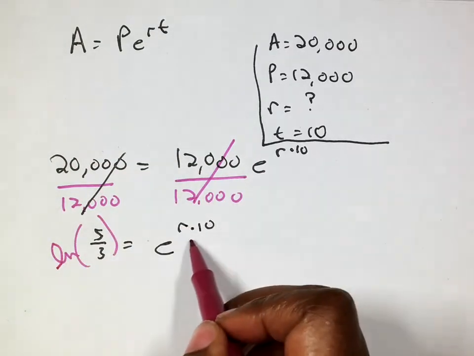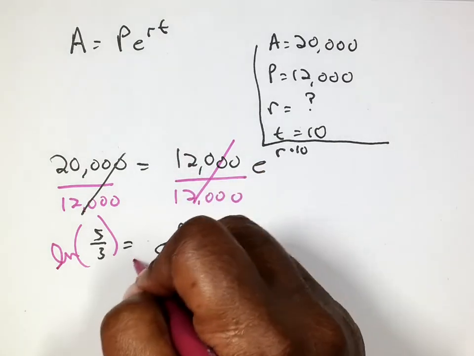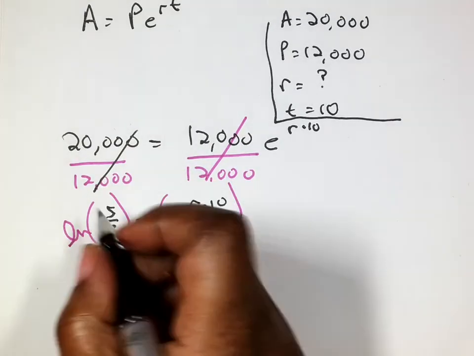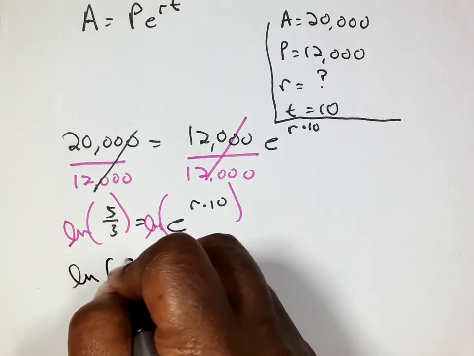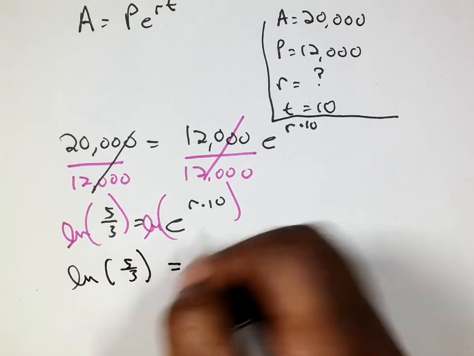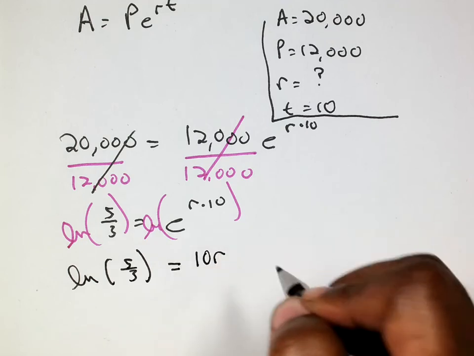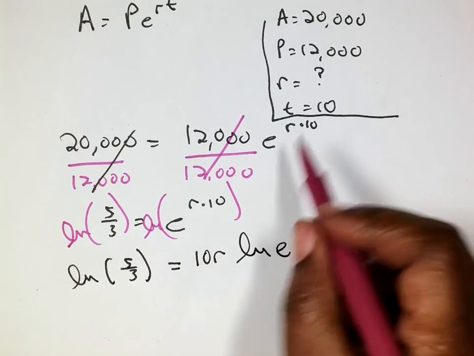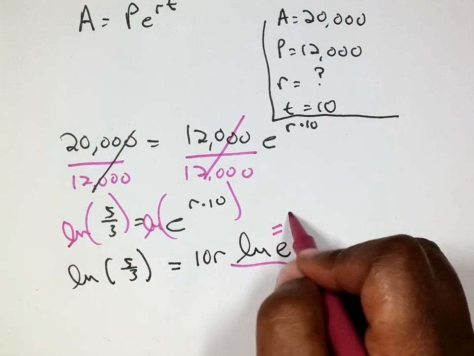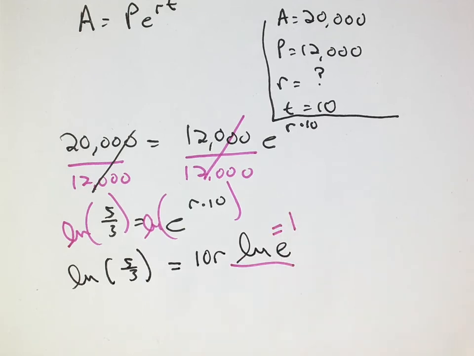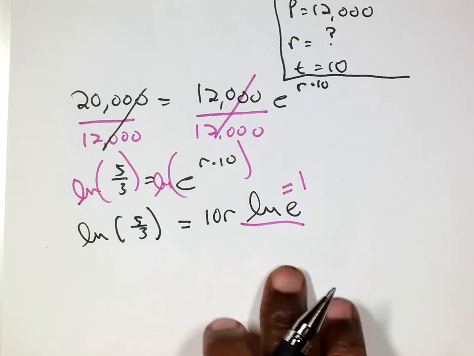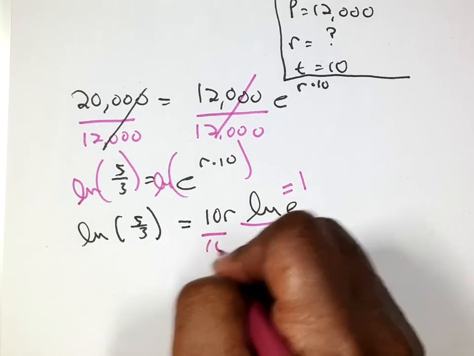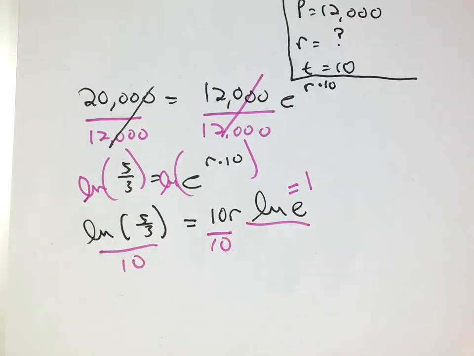Once I get to this step, when we have the exponent with the variable, we take the log so we can get that out of there. So I have the ln of 5/3 equals 10r, because I can multiply that exponent out front, times the natural log of e. And the natural log of e is just equal to 1. So therefore it's really just 10r on this side. And then to finish off, I'm going to divide both sides by 10.